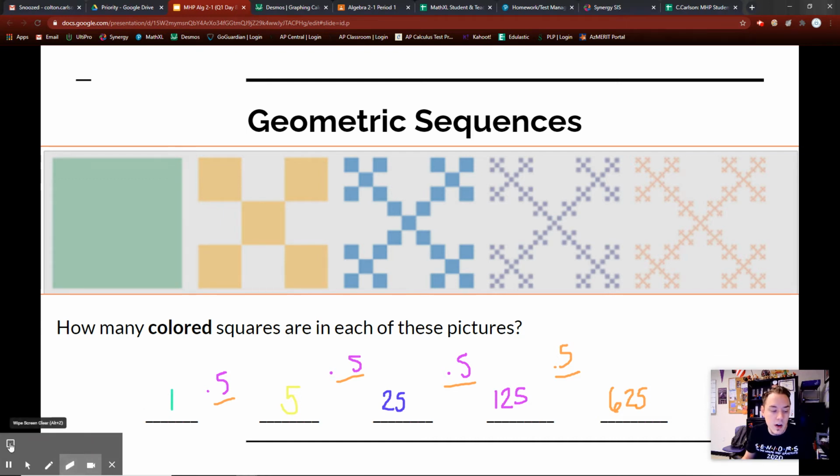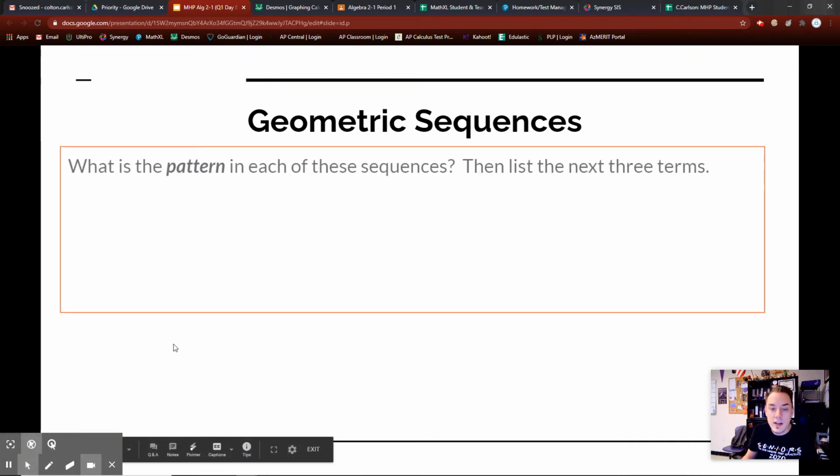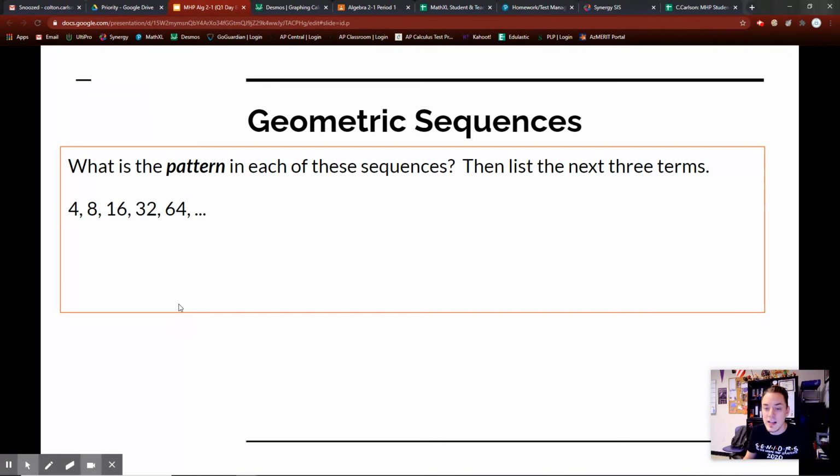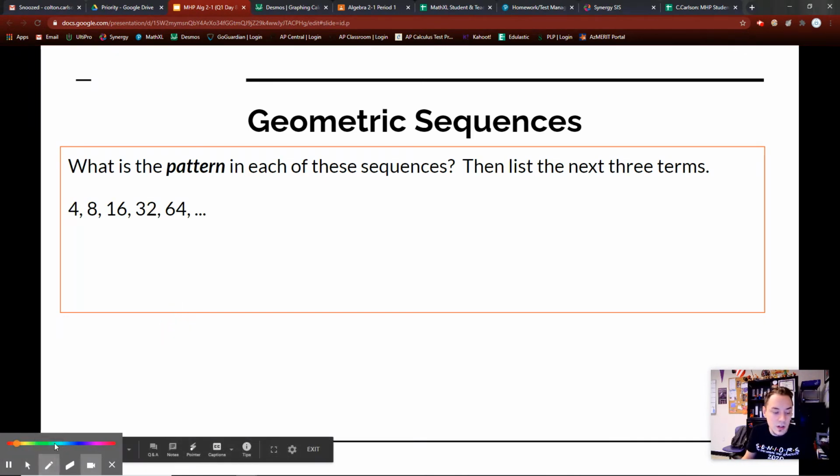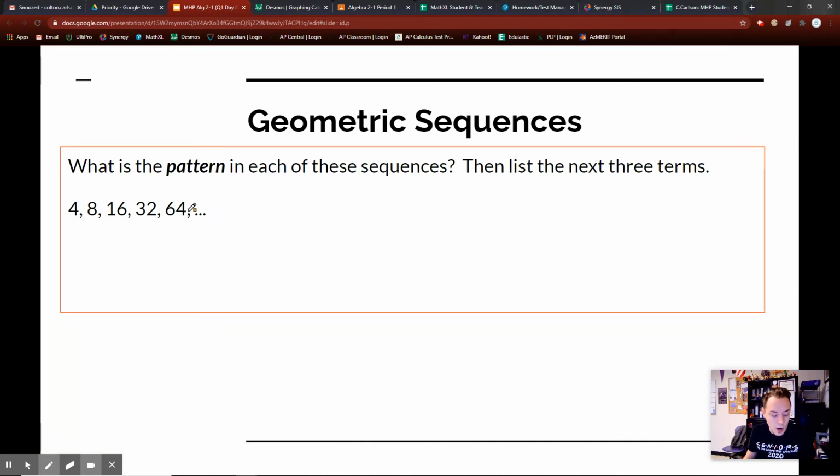So let's move on to our actual notes here. What is the pattern in each of these sequences? Then list the next 3 terms. Let's start going to town on this. So 4, 8, 16, 32, 64. What is the pattern? You should be saying times 2, times 2, times 2. So what are the next 3 terms? Well, 64 times 2 is 128. And then the next one is 256. The next one is 512. Okay, and of course this goes on forever.